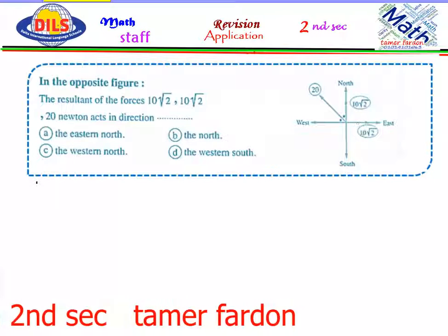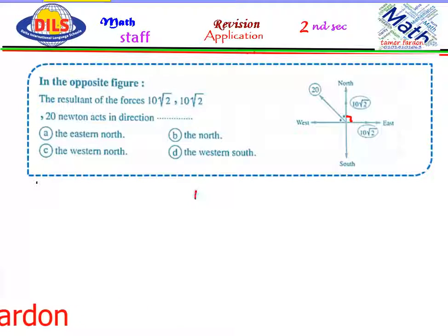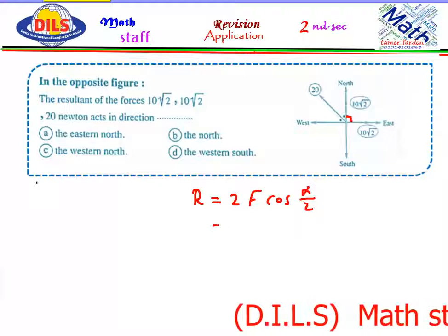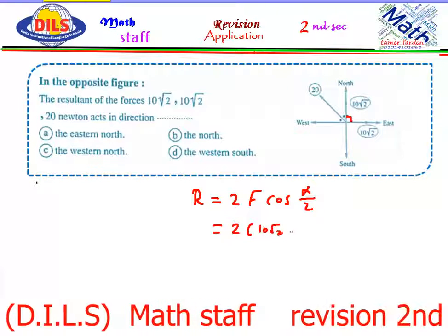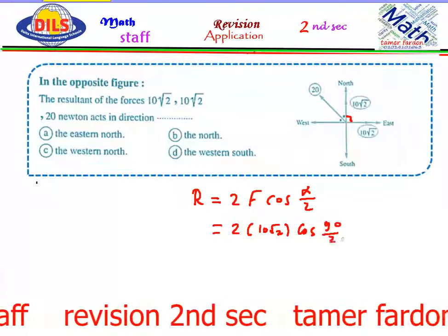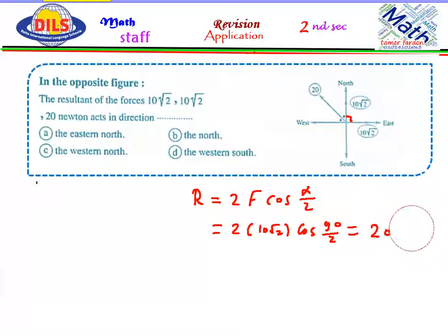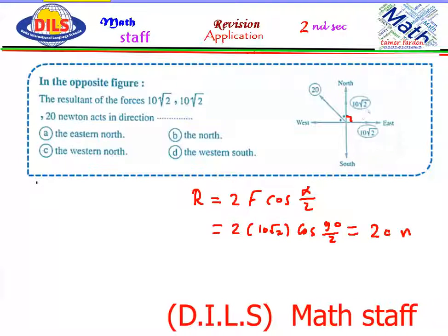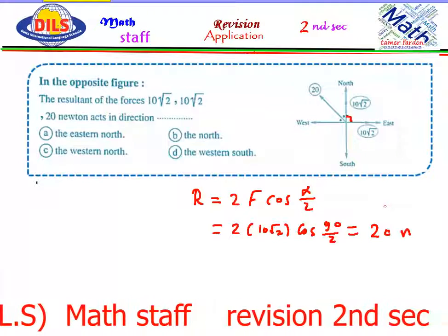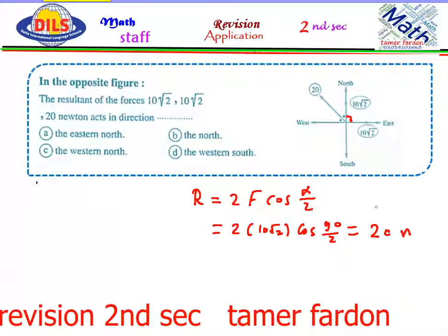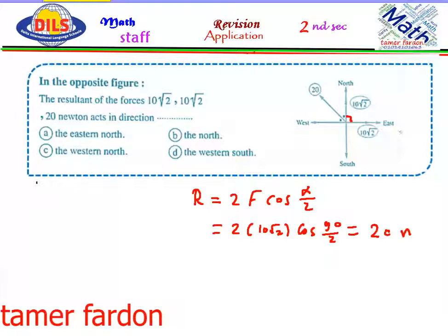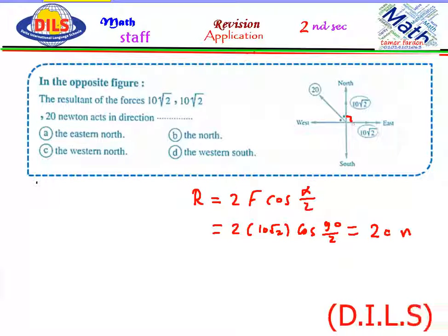Two equal forces, the angle between them is 90, so the resultant equals 2 times F cosine alpha over 2 equals 2 times 10 root 2 times cosine 90 over 2. This equals 20 Newton. So the resultant of the two forces 10 root 2 and 10 root 2 is 20 Newton acts in the direction northeast because two forces are equal in magnitude, so the resultant bisects the angle between them.